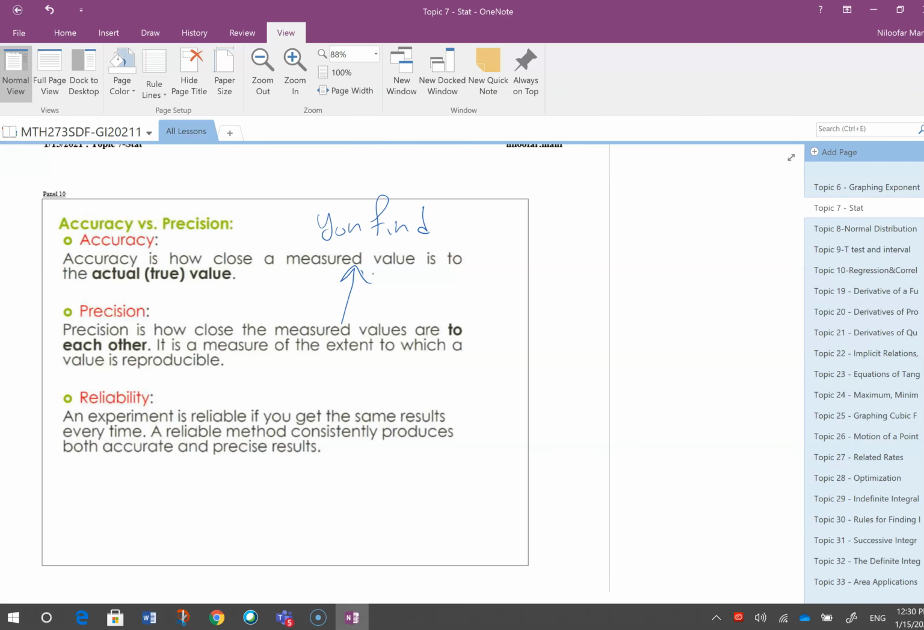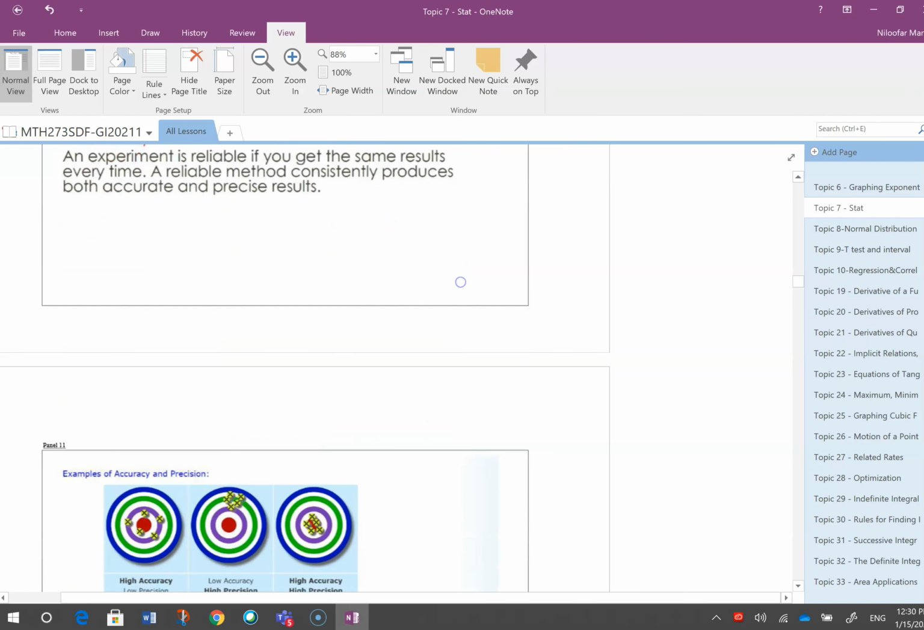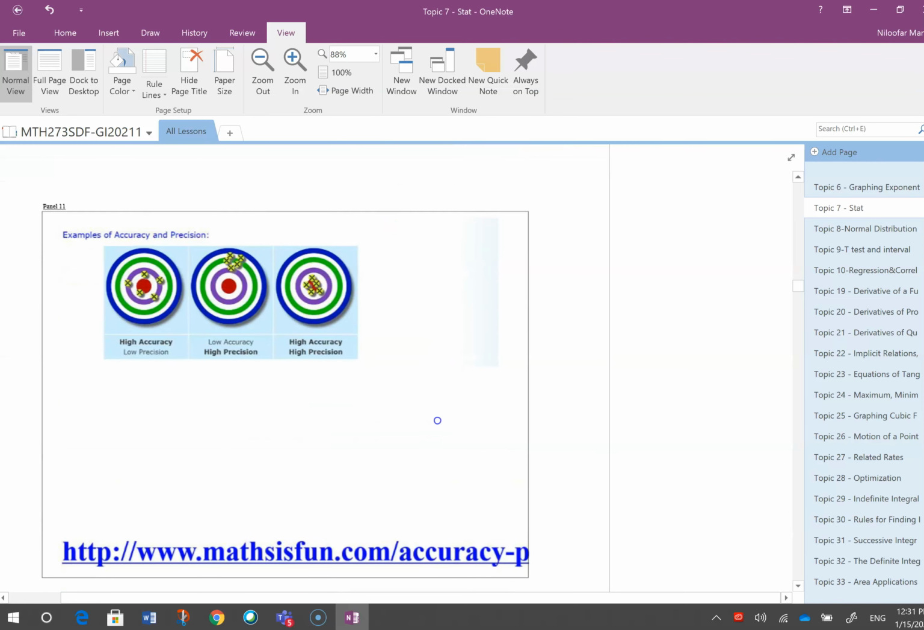I say something is reliable if it is accurate and also precise. In both cases, they are close to each other, and also close to the true value. Okay, I can show it here.